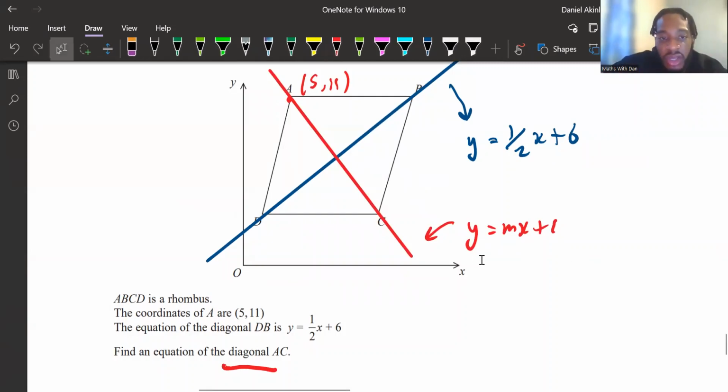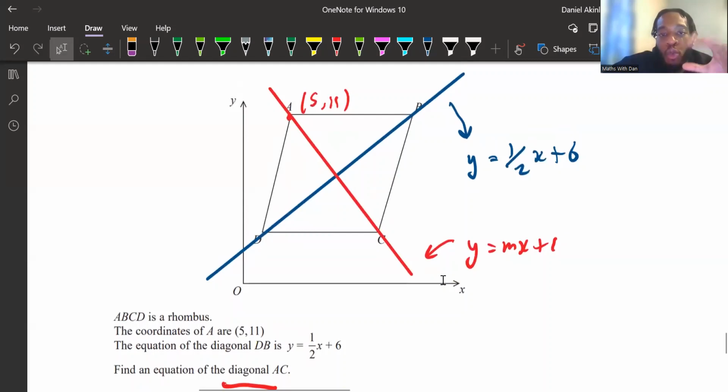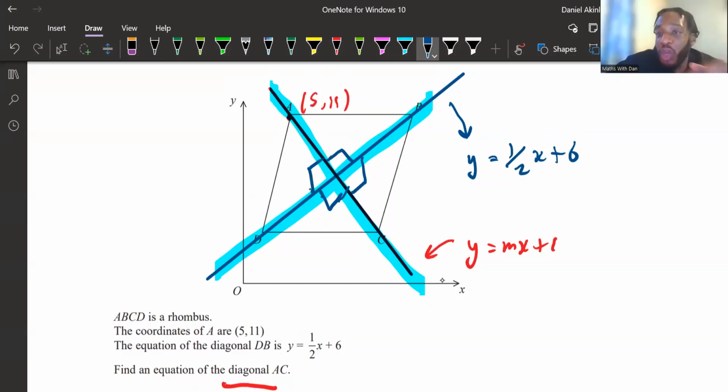Now, the thing with this question is that you need to know some geometric facts. You may know this already, or you may not, which is fine, but the diagonals of rhombuses intersect at right angles to each other. That is just a known geometric fact. So I could put a right angle here, and a right angle here, and a right angle here, etc. Now, why is that important? Because we know about right angles and gradients and perpendicular lines and so on.